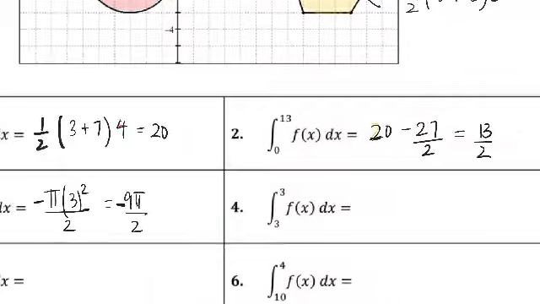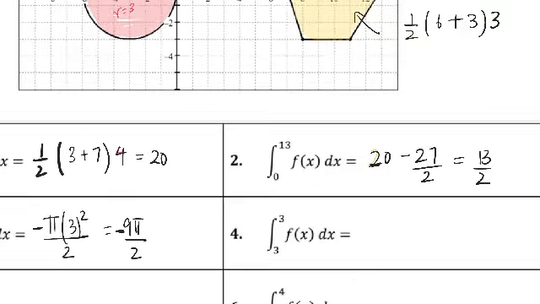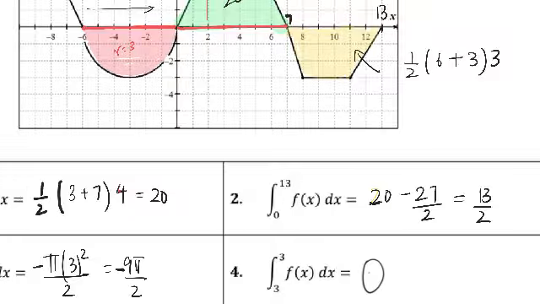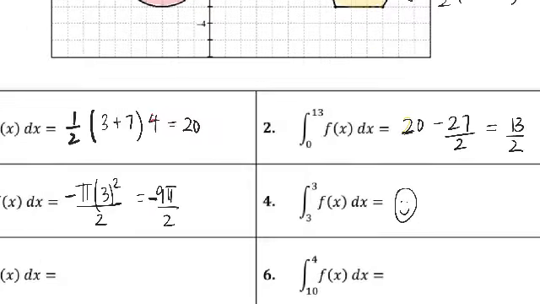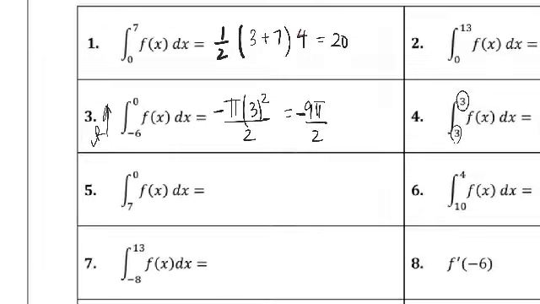Okay. Going from 3 to 3 means you're not going anywhere, and if you're not going anywhere, you're not gathering any area. So think of the integral as this thing that's accumulating area, right? Well, you didn't go anywhere, you didn't accumulate anything. If the bottom and the top numbers are the same, the integral is 0.